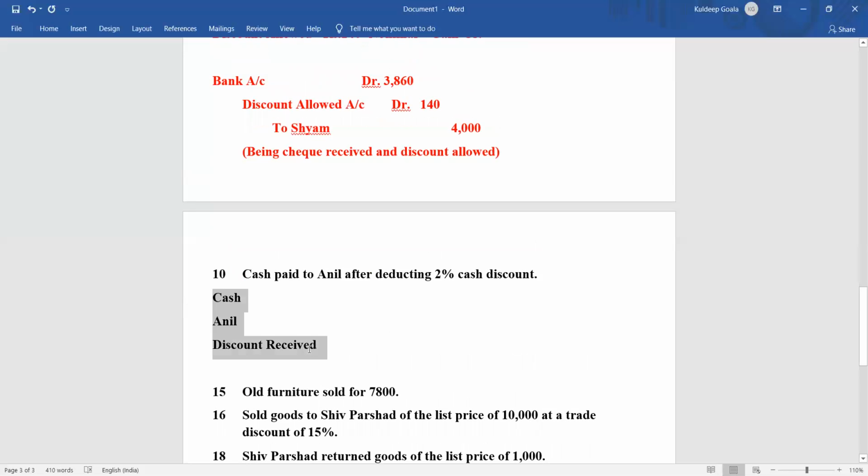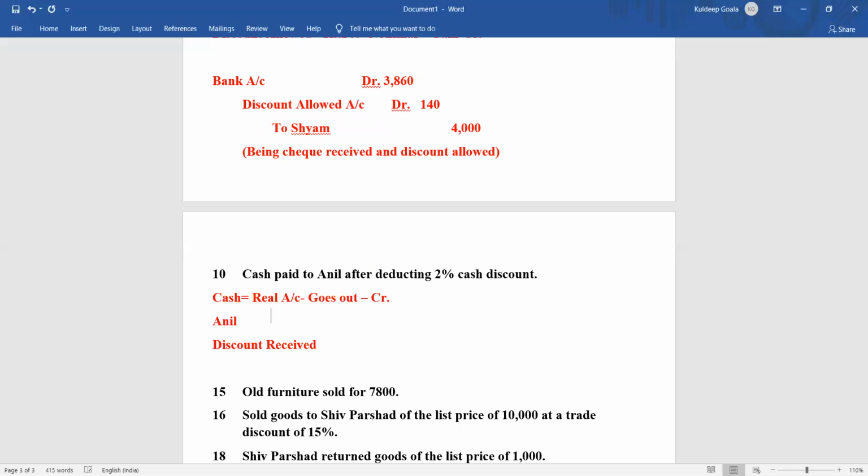Once these items are set, you find out the accounts one by one. Now cash is a real account, and we know the real account rule. The real account rule says debit what comes in, credit what goes out. I'm paying, so it goes out. So what goes out will be credit.